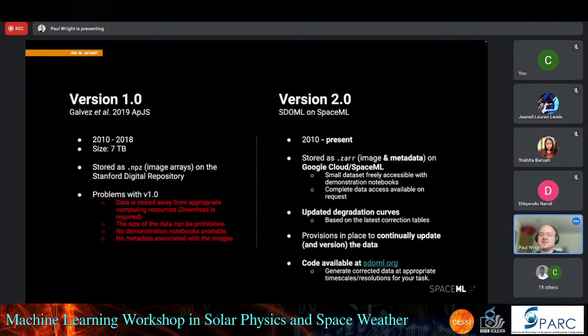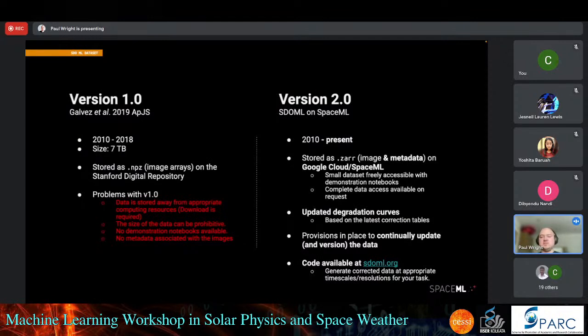We've also updated the degradation curves. These degradation curves are essentially corrected every few years now. Now that the MEGS-A component has gone, they're corrected every few years. And this is to account for that dimming that I mentioned. So as I mentioned, if you put an EUV filter up in space to detect the EUV emission, it generally degrades over time, letting less light through as the instrument ages. So that is corrected based on the latest correction tables, and we've included that in the metadata so you can reverse it if that's something that you'd like to do.